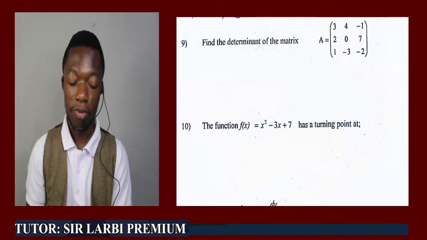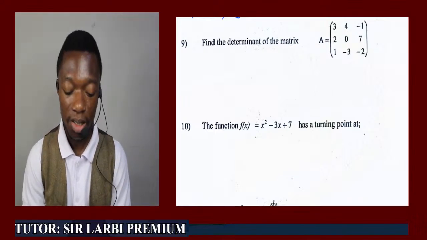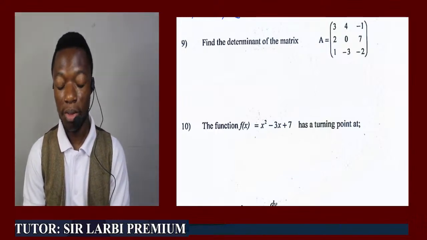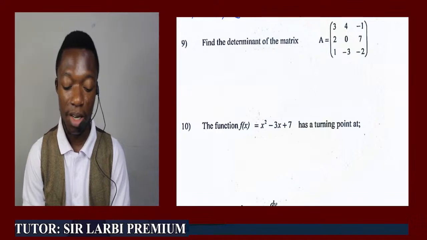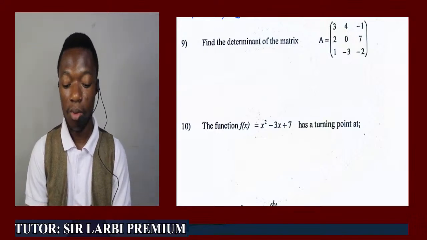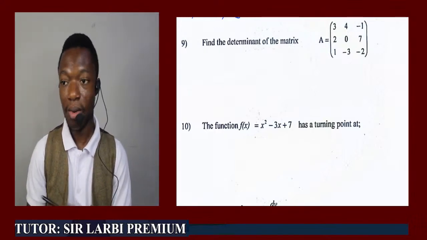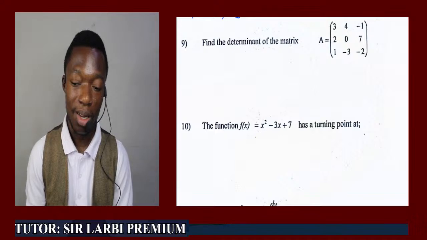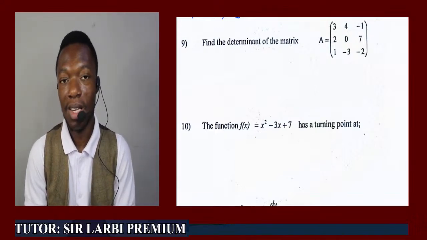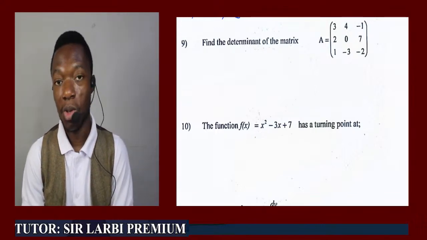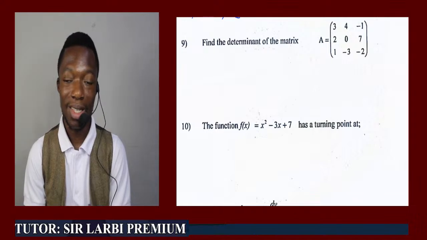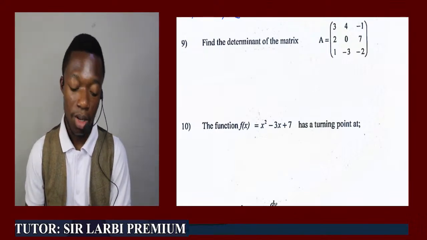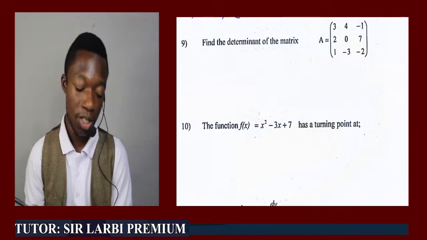So you're asked to find the determinant of a matrix A, which is equal to 3, 4, negative 1, 2, 0, 7, 1, negative 3, negative 2. So it is actually a 3 by 3 matrix. Most of the times, I always want to advise my students to adopt the alternative approach. That is the easiest way to go. And what is that alternative approach?